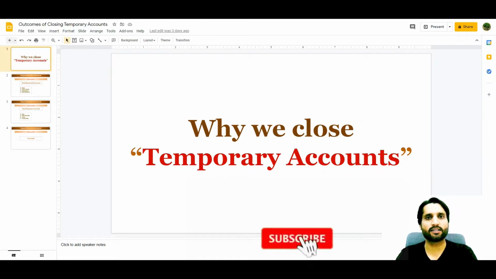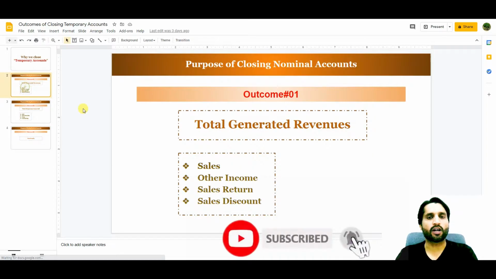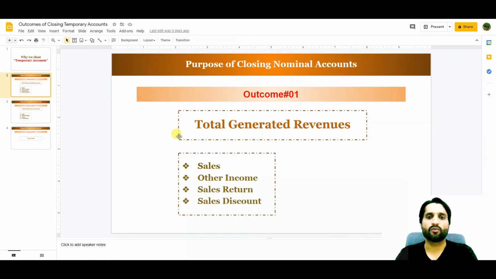So let's start. The first outcome we are getting from closing our accounts is that we are getting the total generated revenues when we are closing our temporary accounts like sales and other incomes to the income summary account. After deducting the sales return and sales discount, we are getting the total sales value.